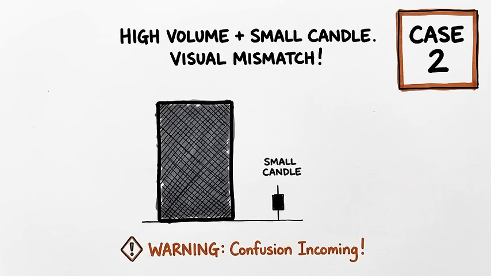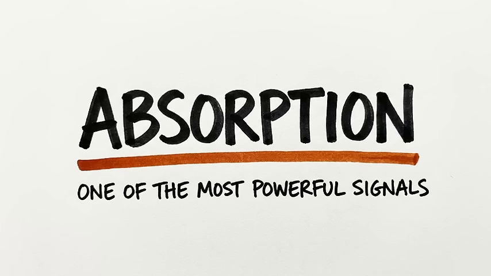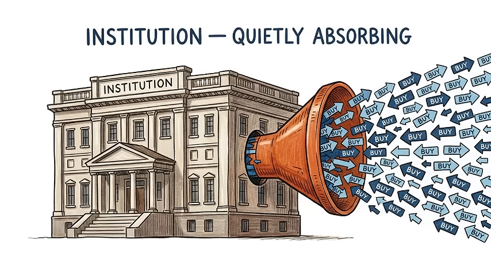Case 2, high volume, small candle. This is where most traders get confused. The volume is massive, the biggest bar in weeks, but the candle barely moved. This is absorption, and this is one of the most powerful signals in all of volume analysis. What is actually happening? One side is pushing hard, but there is an invisible wall on the other side. A large player, a fund, an institution is sitting there quietly absorbing every single order being thrown at the market.